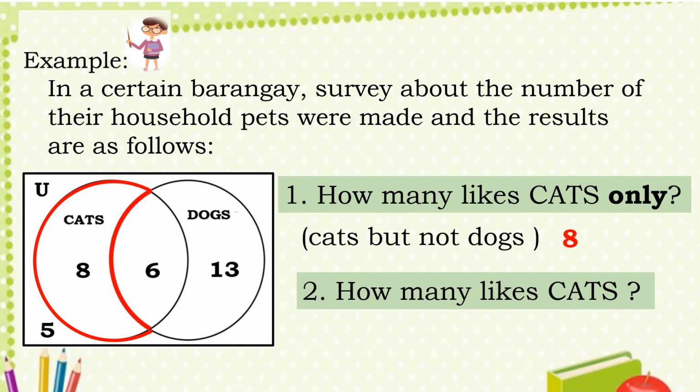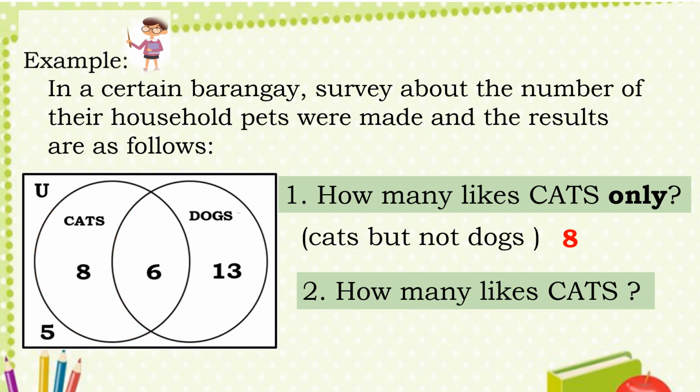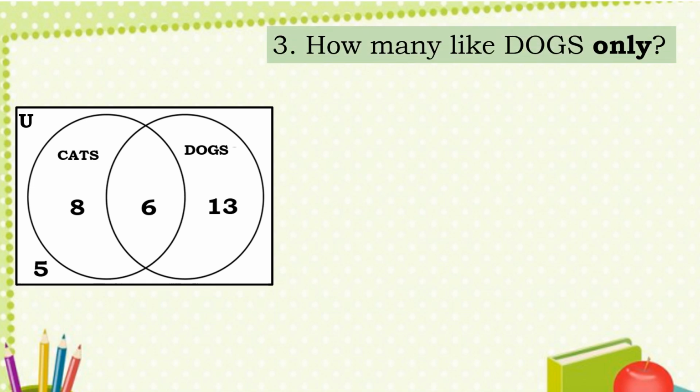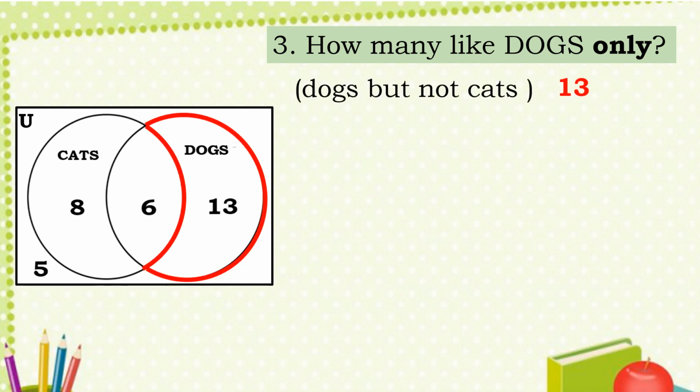Next, how many like cats? When I say those persons who like cats, we are referring to this particular section, and then we get 8 plus 6 equals 14. Number 3, how many like dogs only? This time we are asked of those particular persons who like dogs only, meaning they like dogs but definitely do not like cats. So they are referring to this part. So the correct answer is 13.